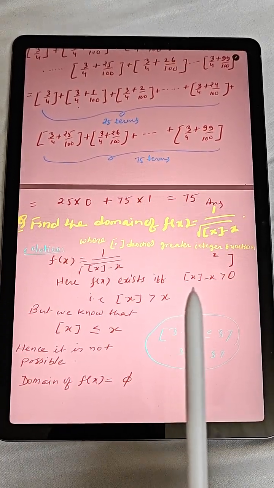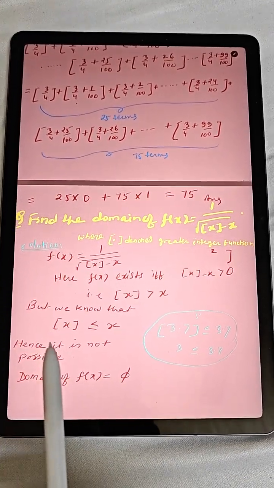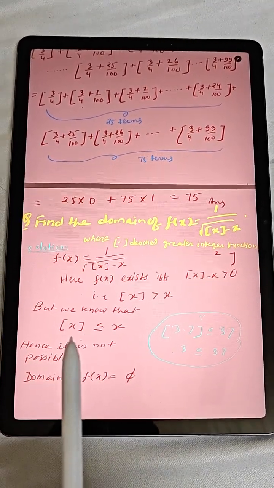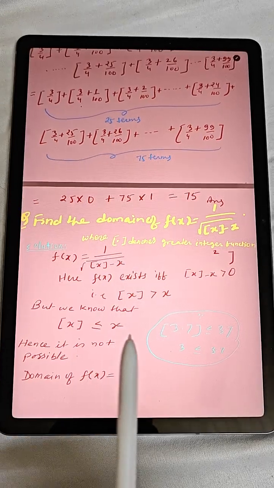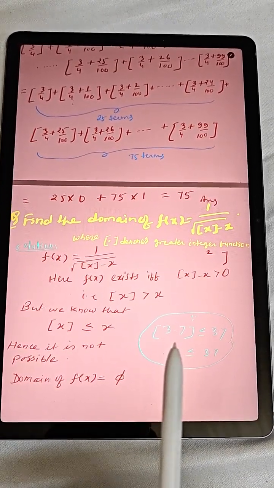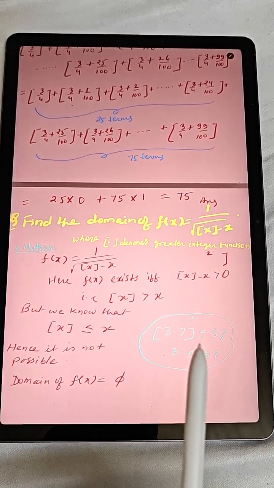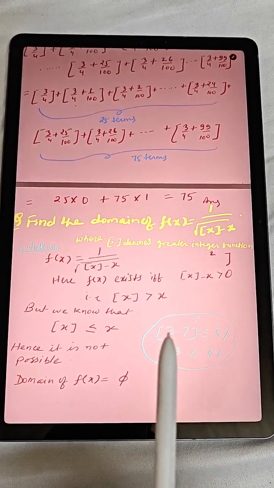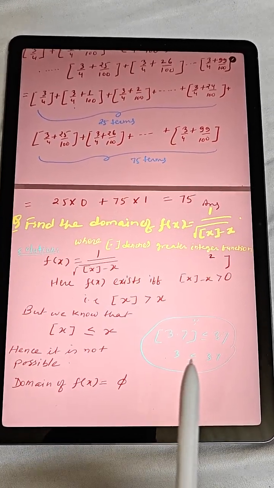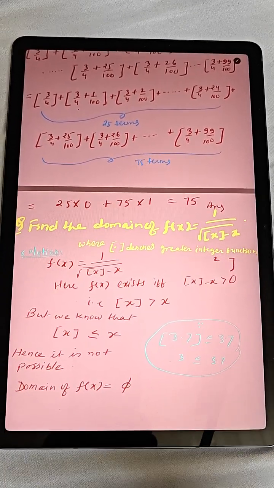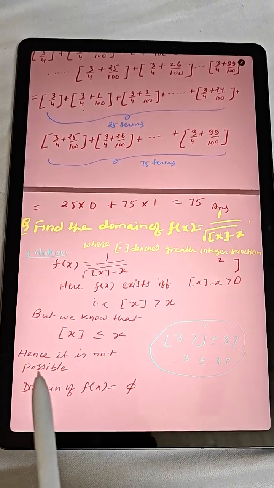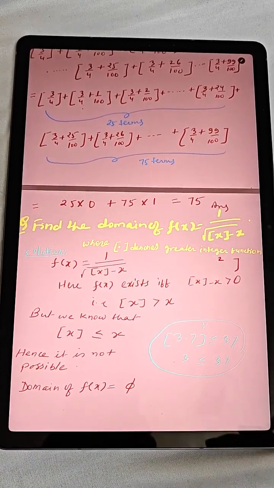But it is not possible because, by the property of the greatest integer function, [x] is always less than or equal to x. I have written one example: 3.7, whose greatest integer value is 3, so it is less than or equal to 3.7. In this way you can understand that this is not possible. So the domain of f(x) will be the empty set. Thank you.